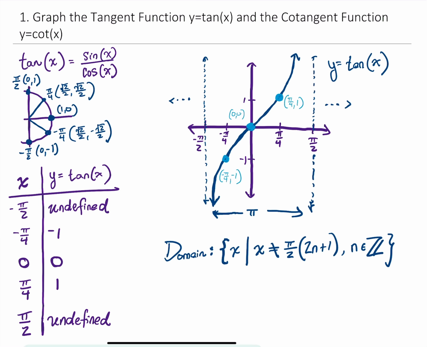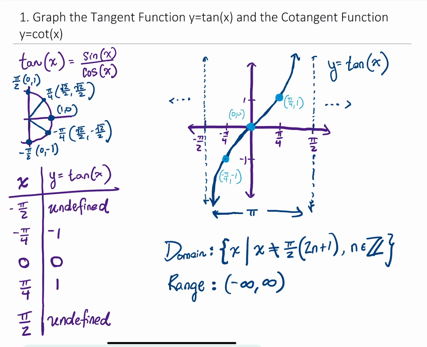So we want to exclude all of those odd multiples of pi over 2. And the integers contain all the negatives as well, so all the negative integers. So that covers everything in both directions. So that will be our domain. How about the range? Well, this goes down to negative infinity up to positive infinity. So our range is all real numbers from negative infinity to positive infinity in interval notation.